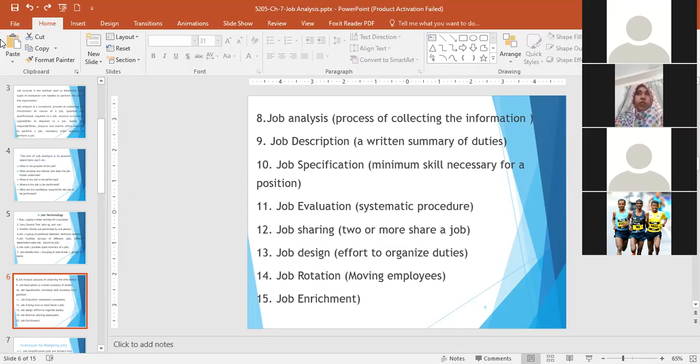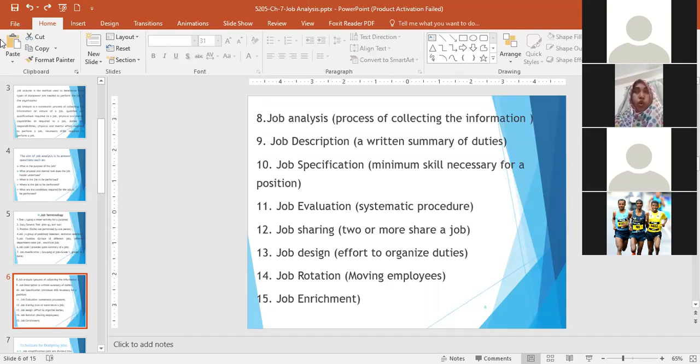And then job design. What do you mean by job design? This one is an effort to organize duties. When an organization or institution tries to organize all the duties, this one is job design.